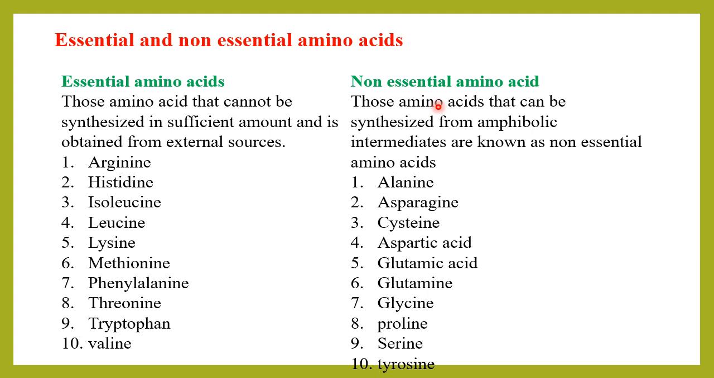Whereas non-essential amino acids are those amino acids that can be synthesized from amphibolic intermediates by our body itself and are not required from any dietary sources. So these are known as non-essential amino acids. They are alanine, asparagine, cysteine, aspartic acid, glutamic acid, glutamine, glycine, proline, serine, and tyrosine.